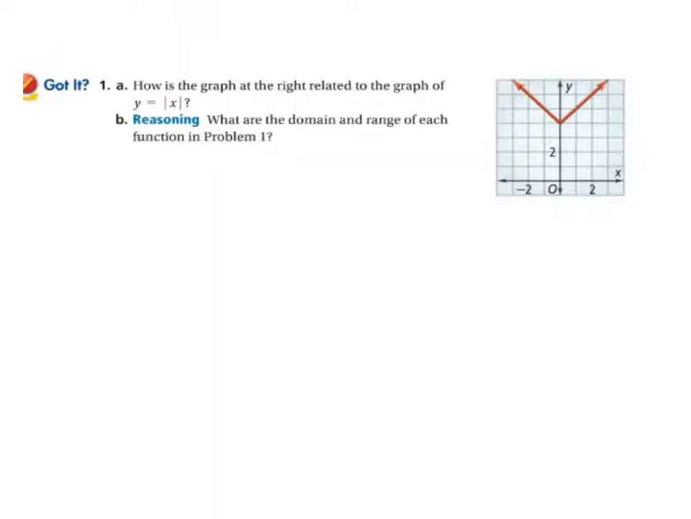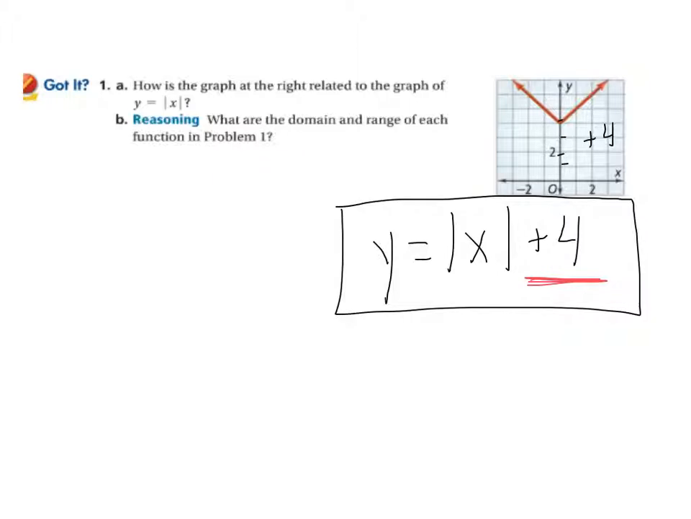This question says, how does this graph relate to my parent function? If I look here, it moved up 1, 2, 3, 4. So it went up 4. So if I'm going to write out the equation, this is my parent function. Whenever I add or subtract a number on the outside here, that's how it moves up and down. So then this would be a +4. So this would be my final answer of how I write out that equation.